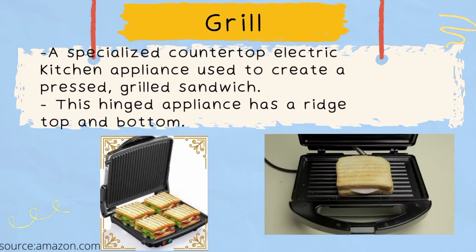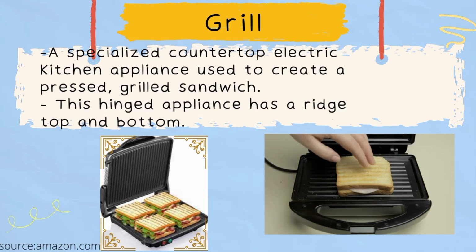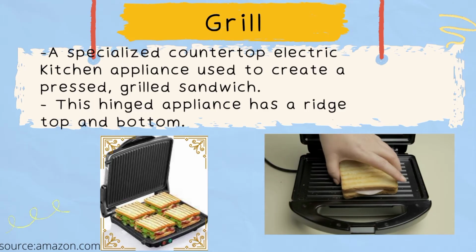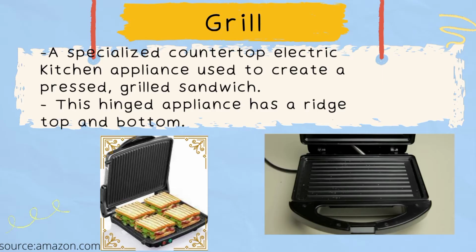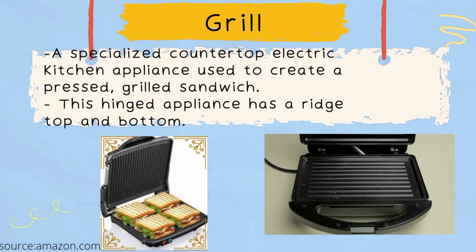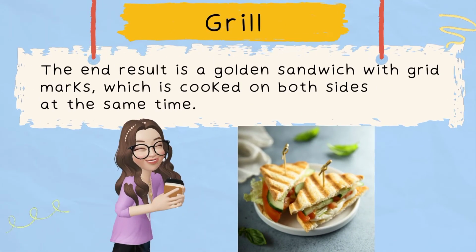2. Grill. A specialized countertop electric kitchen appliance used to create a pressed, grilled sandwich. This hinged appliance has a ridged top and bottom. Heat on both sides. The sandwich is placed on the bottom, and the top is lowered slowly. The top lowers and compresses the sandwich as it cooks. The end result is a golden sandwich with grid marks, which is cooked on both sides at the same time.